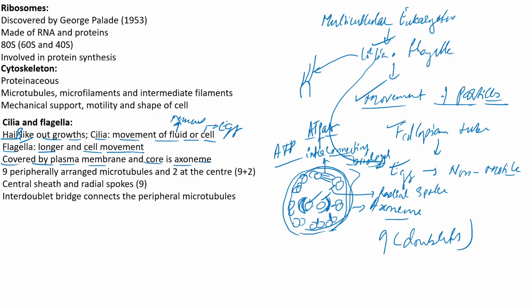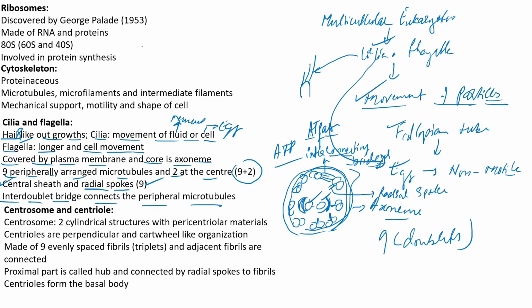So there are 9 peripherally arranged microtubules, and the two are at the center, and this arrangement is called the 9+2 arrangement. The two central microtubules are covered by the central sheath, and you find the radial spokes emerging from these 9 peripheral microtubules. Hence we can say that there are 9 radial spokes. There is an interconnecting bridge, or inter-doublet bridge, that connects the peripheral microtubules. So this is mainly about our cilia and flagella.